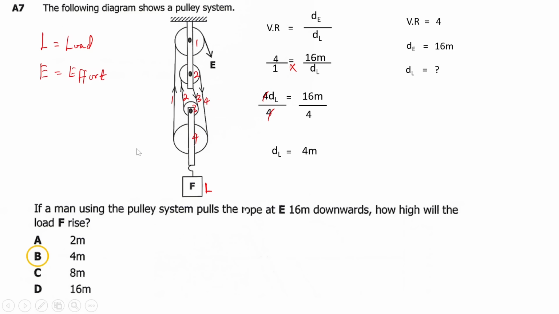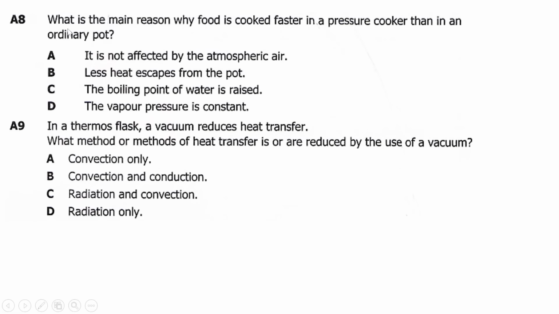Now we move to A8. What is the main reason why food is cooked faster in a pressure cooker than in an ordinary pot? Okay, so some of these are general questions which come from thermophysics and properties of matter.